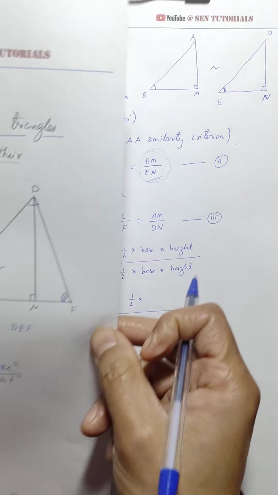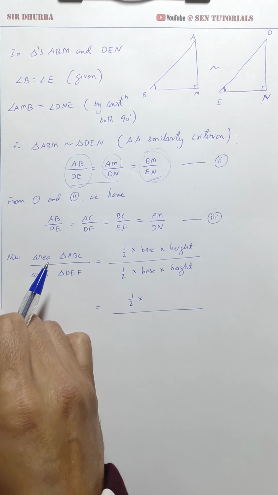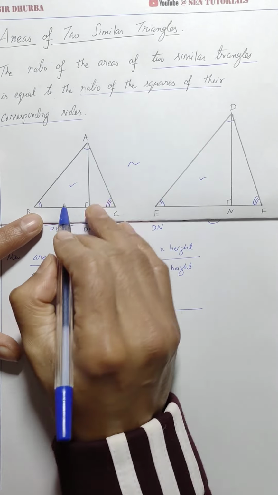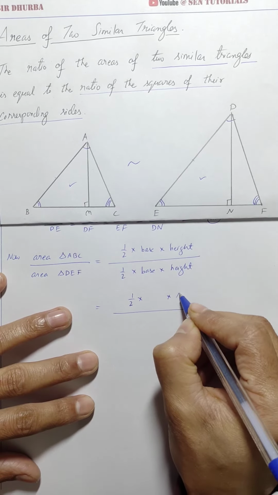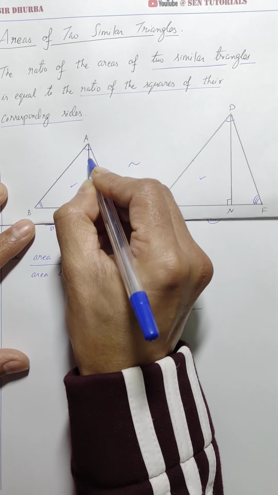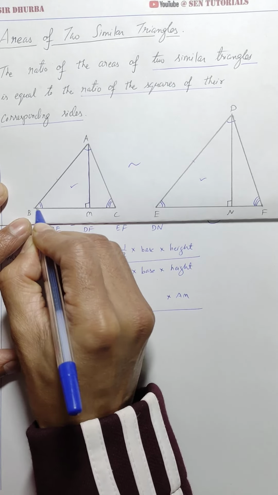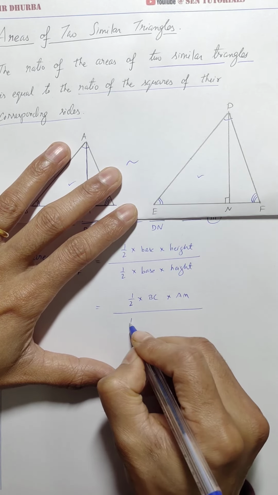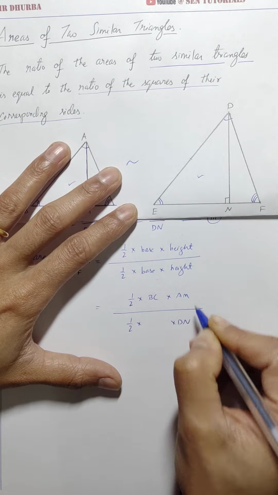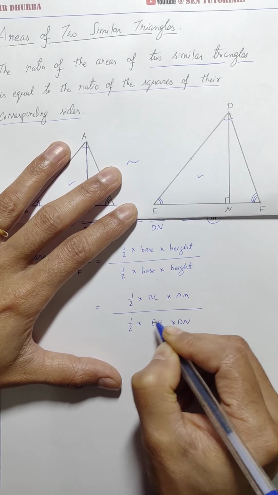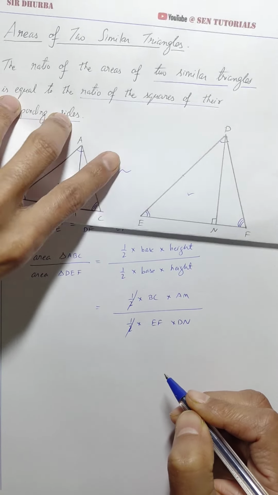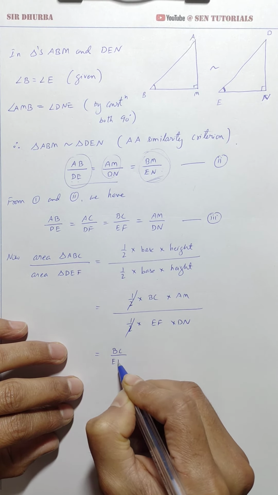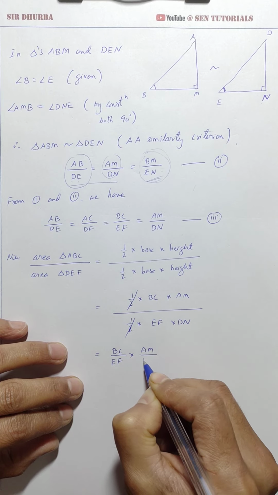If you look at this figure, height for this triangle is AM. So if AM is the height, this height stands on this side, BC. So the base becomes BC. And for this triangle, DN is the height, so the base becomes EF. So half we can cancel, no problem with that. So we are left with BC by EF into AM by DN.